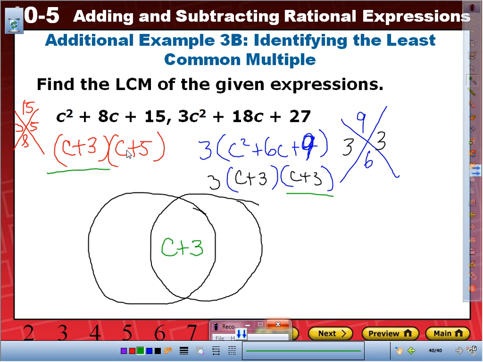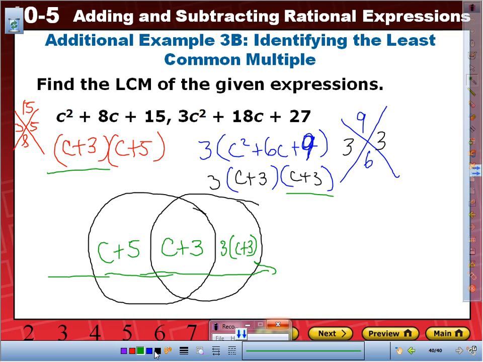What's left for this polynomial? C plus 5. And what's left for this one? 3 times C plus 3. Does everybody see it? My LCM, we multiply everything across this way, and let's just leave it as factors. How about that? So I'm just going to write it out.